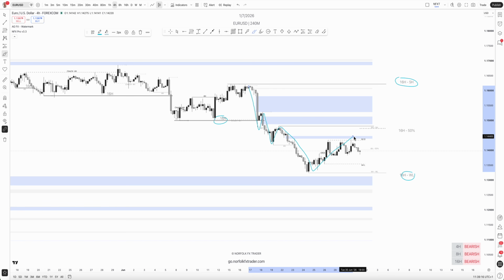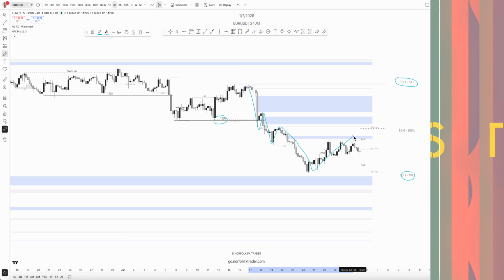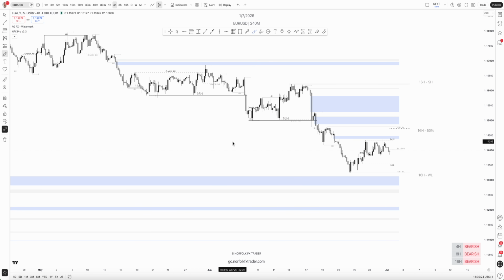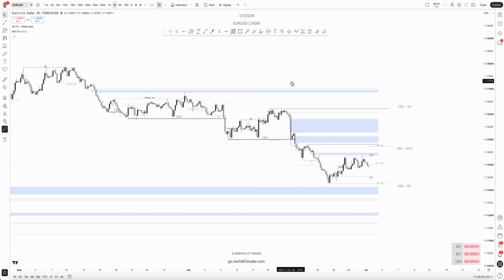We can actually make this even more powerful when we're looking for entries, and we start to apply this to lower time frames. I've just basically shown you how this works by using multiple time frames with doubling up your time frame from a 4-hour to a 16-hour chart.